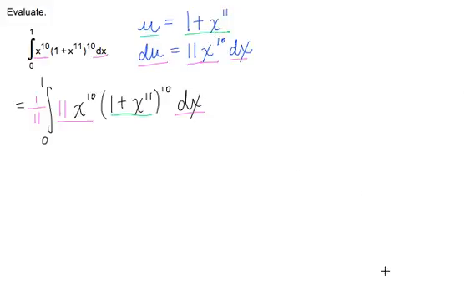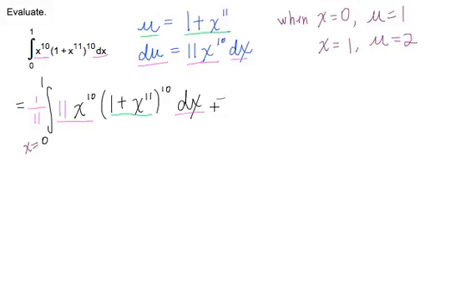Now when we convert this to u's, we also have to convert these x values to u values, because this means from x equals 0 to x equals 1. So let's do that real quick. When x is 0, that one's straightforward: 0 to the 11th is 0, plus 1, so u is 1. And when x is the upper limit, 1 to the 11th is 1, plus 1 is 2. So u is just 2 there.